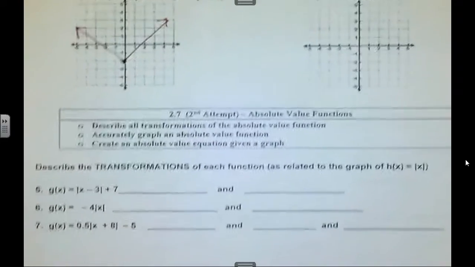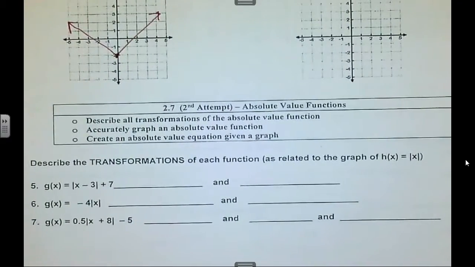Okay, number 5. Describe the transformations of the absolute value functions. Accurately graph an absolute value function. And create an absolute value equation given a graph. So that was 2.7. Let's see, number 5.